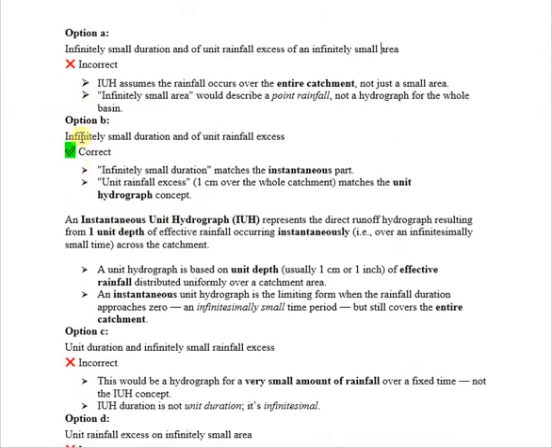When we look at option B, infinitely small duration and of unit rainfall excess, this directly matches the instantaneous unit hydrograph, because infinitely small or infinitesimal rainfall duration matches the instantaneous, and unit rainfall excess matches the unit hydrograph concept. So due to that reason, it is the exact answer.